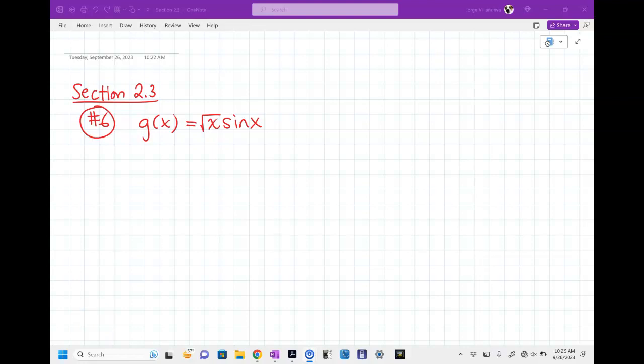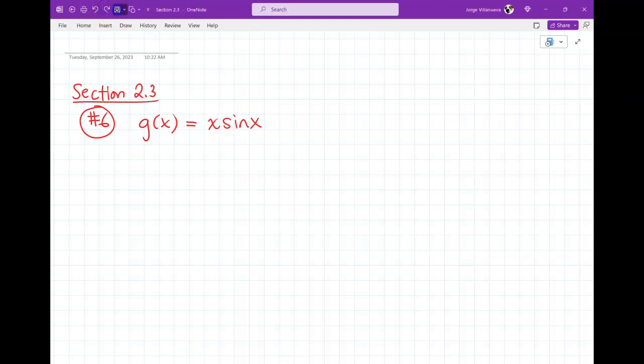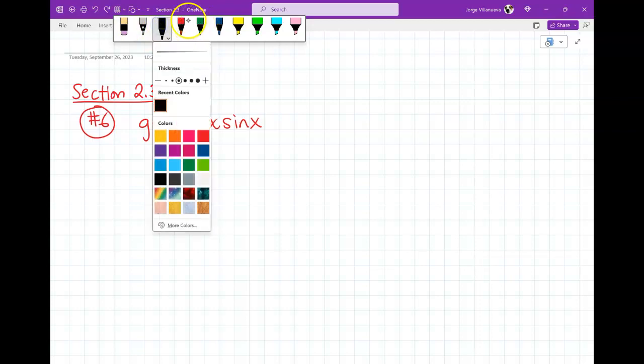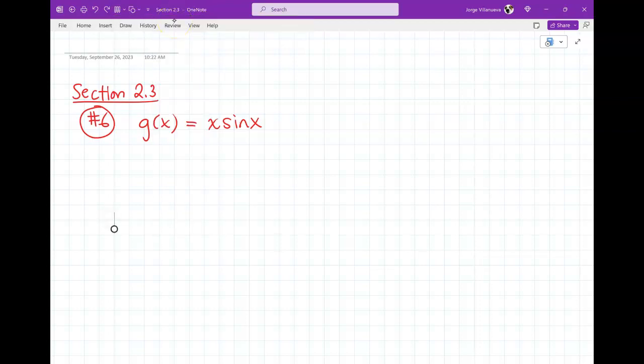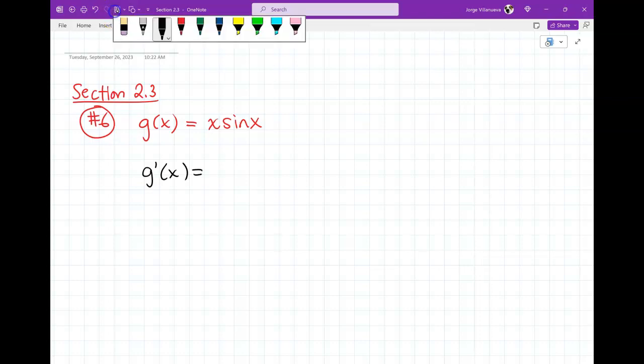All right, so section 2.3, number 6, the question was, how far do we simplify? Just go up to the point where it kind of makes sense to you. Like right here, I would probably just do g prime of x equal to, I forgot, hold on, this is supposed to be a square root right here.